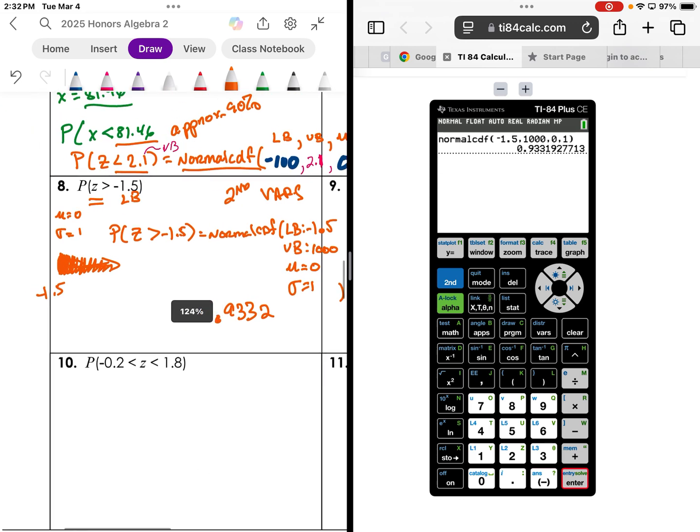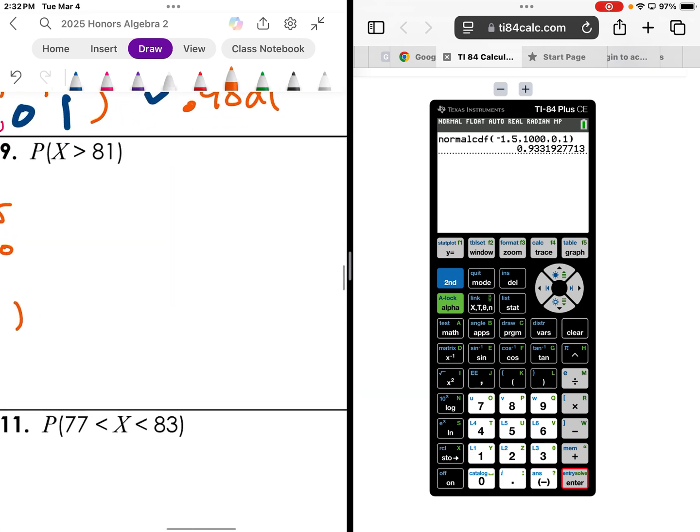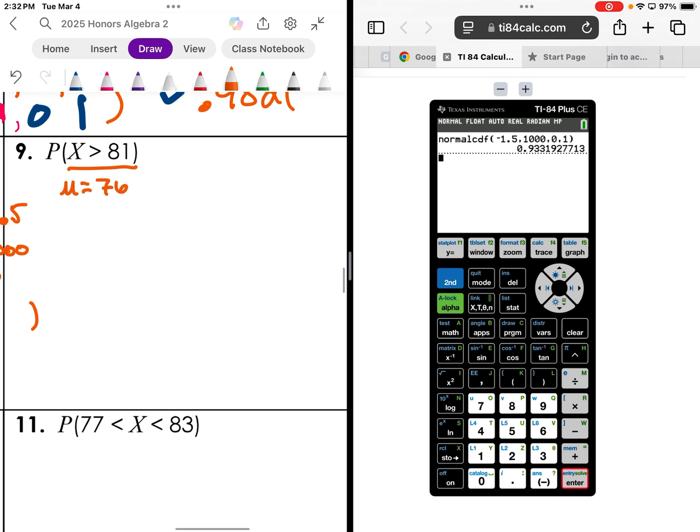Now, number 9, they go back to using a normal x. So when I see x, I have to go back and say, okay, my mean is 76 and my standard deviation is 2.6. If they use the letter z, we're using mean 0, standard deviation 1. If they put the letter x in these little probability statements, I have to use the actual mean and the actual standard deviation from the context of the problem in that normal CDF feature.